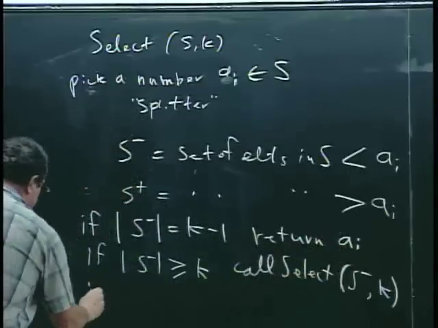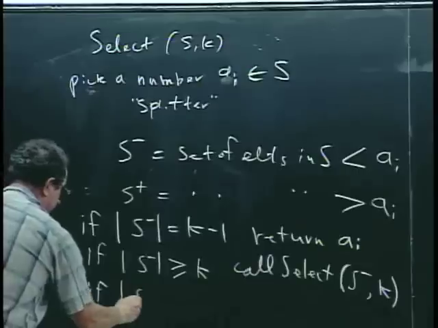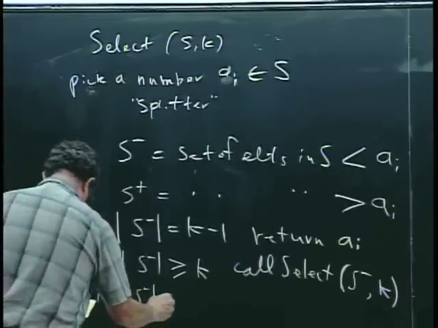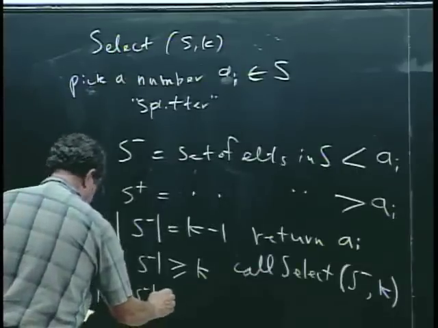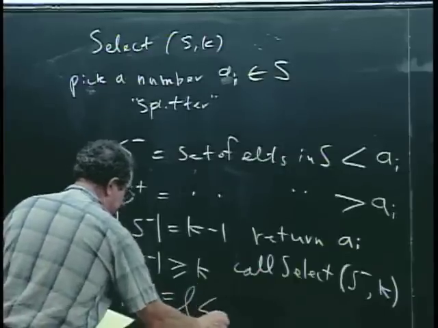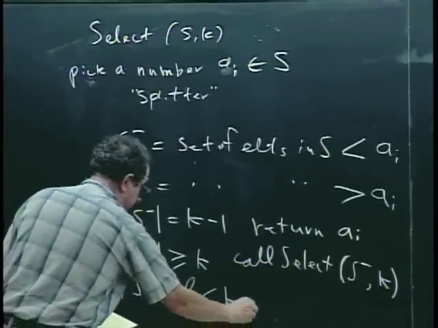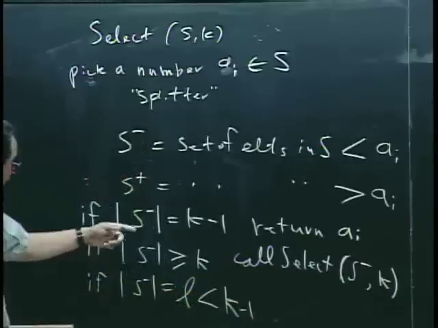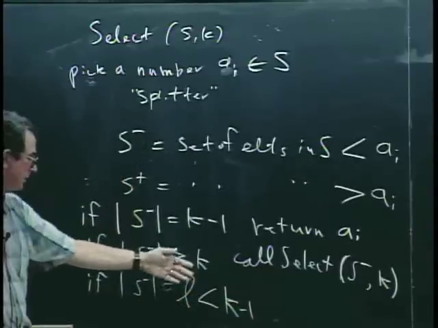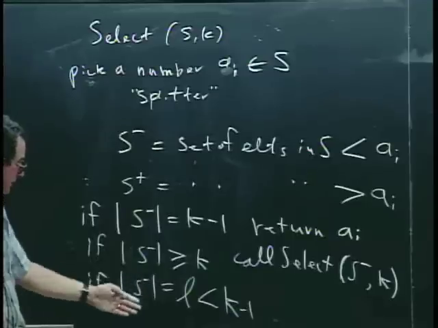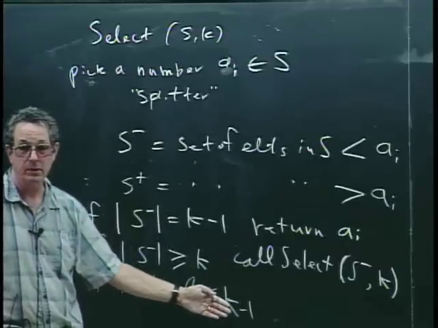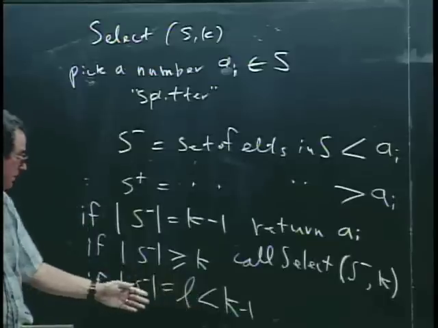All right. Third possibility: the size of S minus, let's call it L for notation, is strictly less than k minus 1. We had the size of S minus equal to k minus 1, and the size of S minus greater than or equal to k. The only possibility left is that the size of S minus is strictly less than k minus 1. Then where is the kth smallest element?